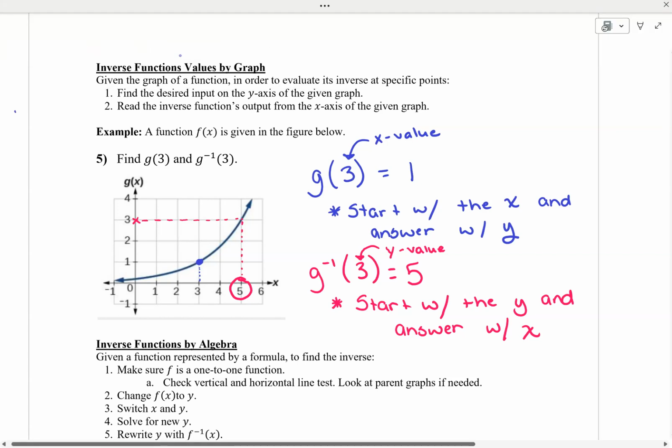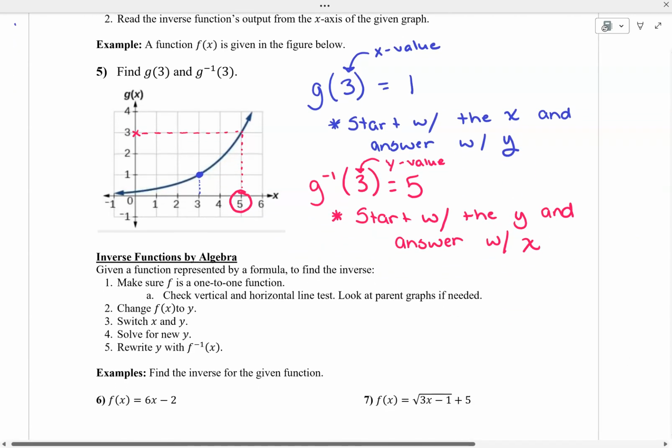Okay. Inverse functions by algebra. Okay, so this next part we are going to find the inverses. Now on this one, we have to be careful with it, because when finding the inverse, we have to make sure it's 1-to-1. So you got to check that vertical and horizontal line test. If you need to, look at the parent graphs to help you out.